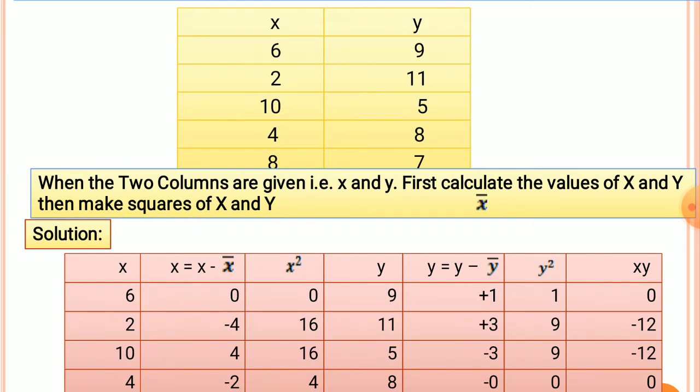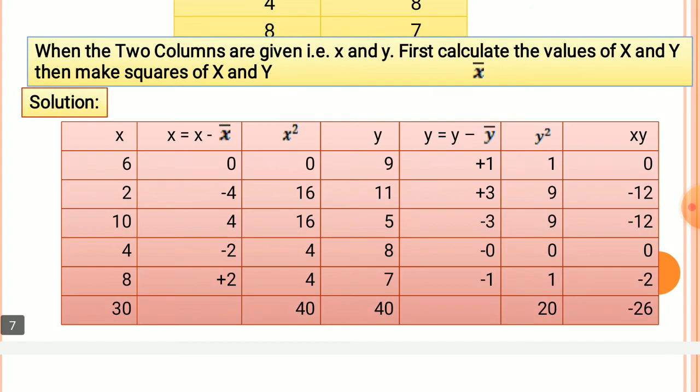the differences of all the given values of x and y from the arithmetic mean. And here by taking deviations from arithmetic or actual mean, we can calculate Karl Pearson's coefficient of correlation. And here the given values of x are to be taken in the first column.